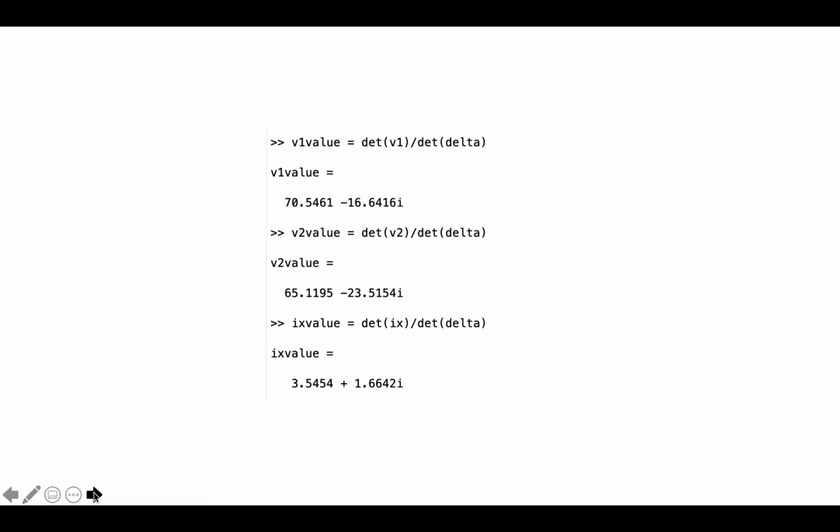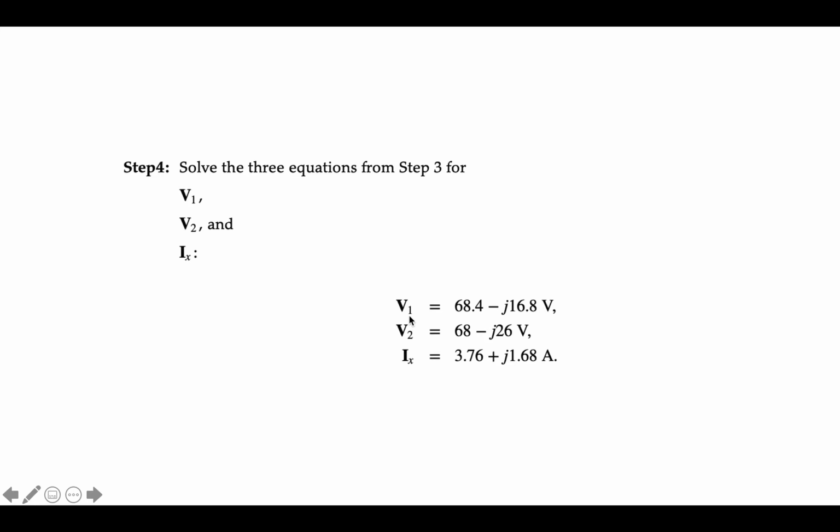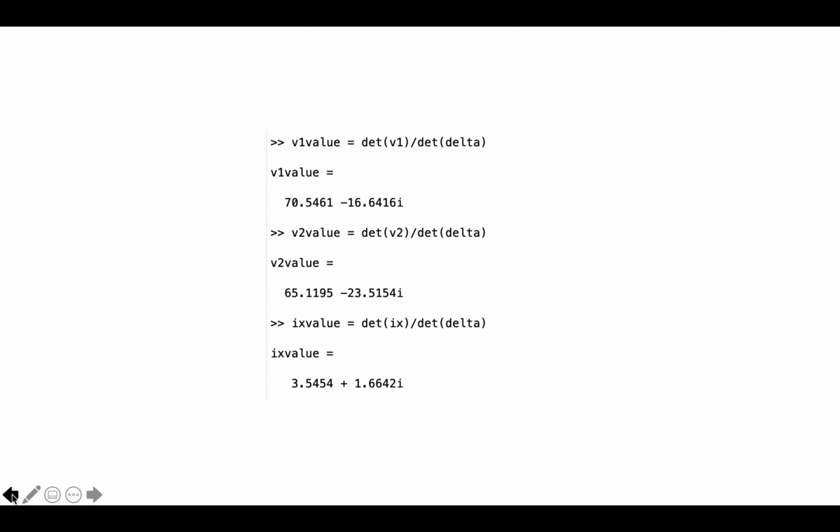Now, the answer given in the textbook has a little bit of round-off difference. I'm not sure why that is. Maybe I had a slight typo in one of my matrix entries. I don't think so. The current value is almost exact. V2 is very, very close. V1 was off by what appeared to be a little bit of a round-off error in the real part of the solution. But like I said, you can do this on MATLAB.